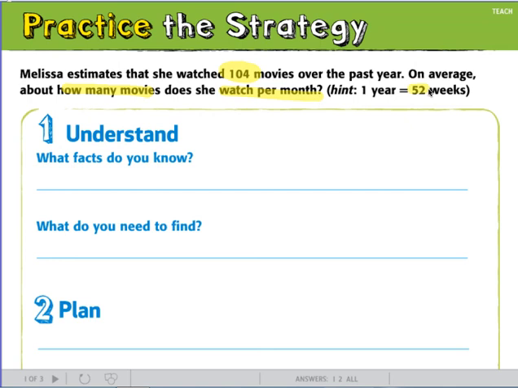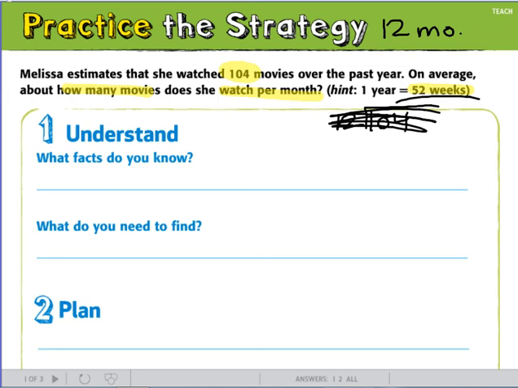Now, they want us to use weeks. They gave us a hint. Okay? When I first read this, I started thinking, okay, well, there's 12 months in a year. Right? And my first question when I wrote it out, I was like, 104, I'm going to divide 104 by 12. Well, that's a difficult problem. So now I get rid of that, and I say, okay, I'm going to use 52.